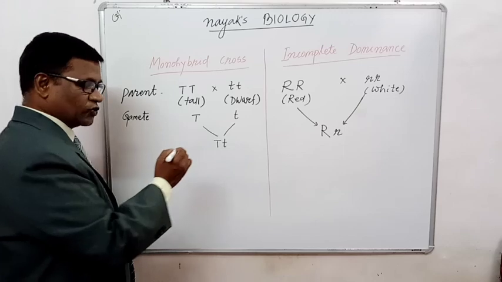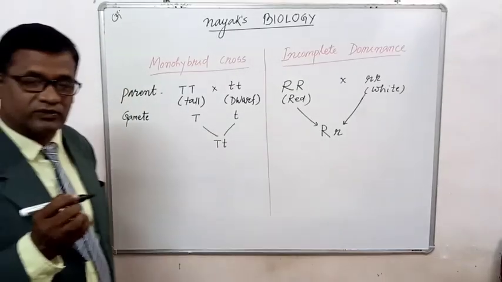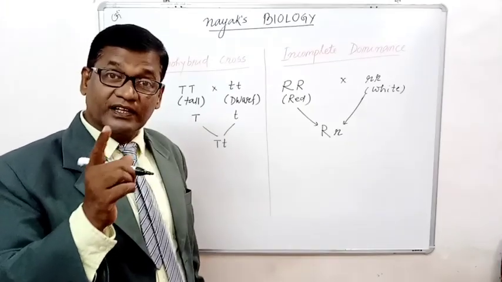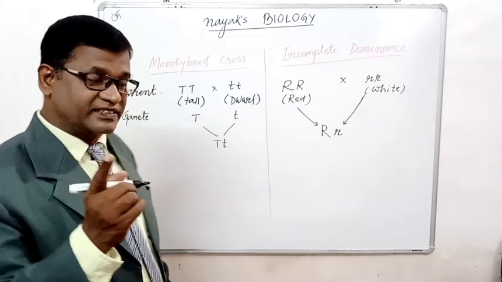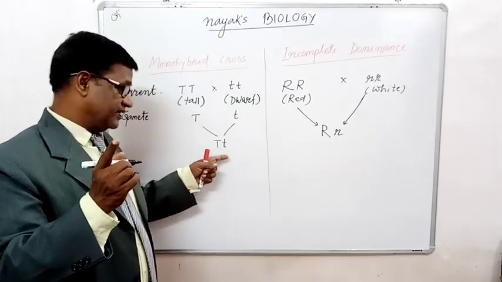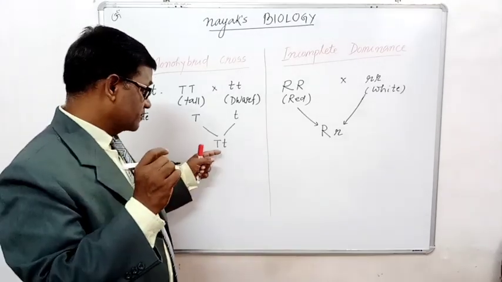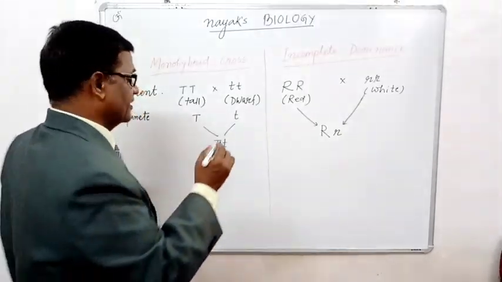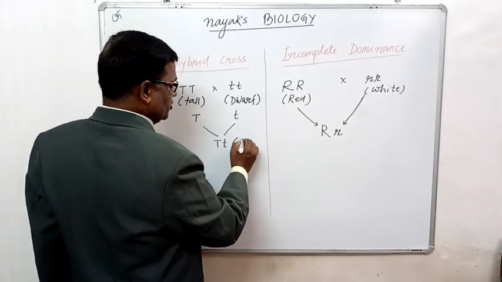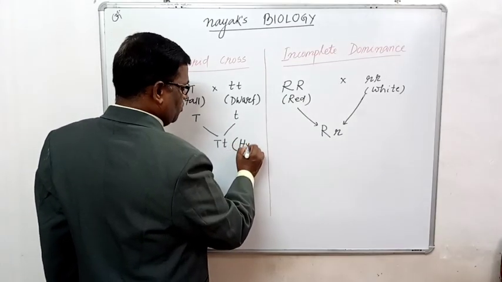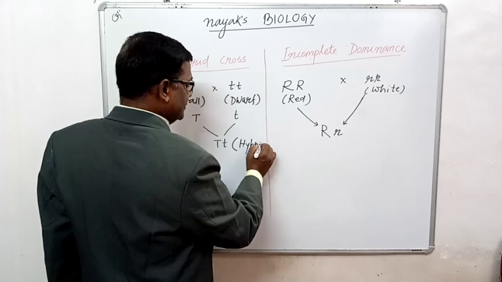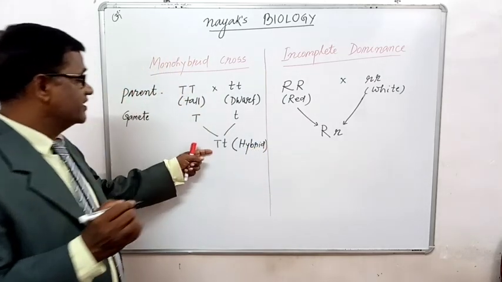Now it is in the heterozygous condition. What is the meaning of heterozygous condition? It is when two different gametes are combined. You see here capital T is there, here small t is there. Capital T is there for the dominant character, whereas small t is there for the recessive character. Now we can tell it is a hybrid. Why is it called a hybrid? Because it contains different genes.